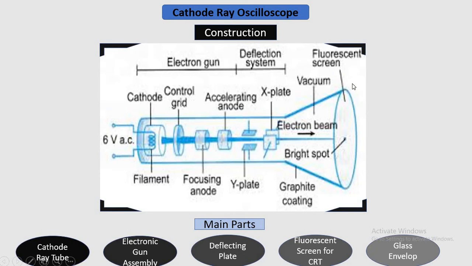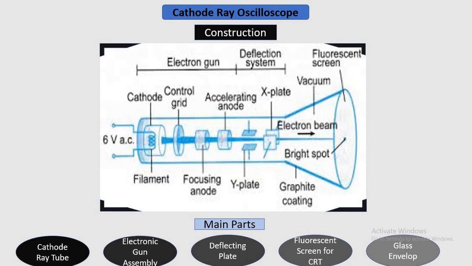The second main part is the electron gun assembly. This covers all this section. The electron gun emits the electrons and forms them into a beam. The electron gun mainly consists of a heater, cathode, a grid, and a pre-accelerating anode, which is shown here, a focusing anode, which is shown here, and an accelerating anode.